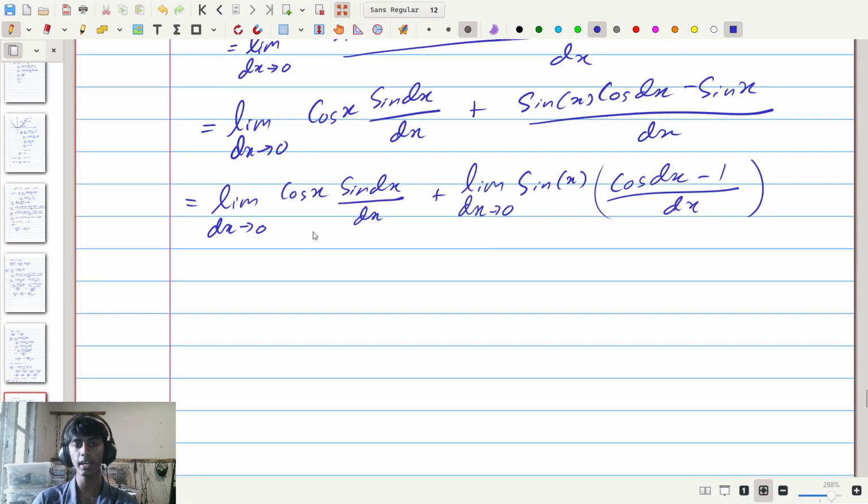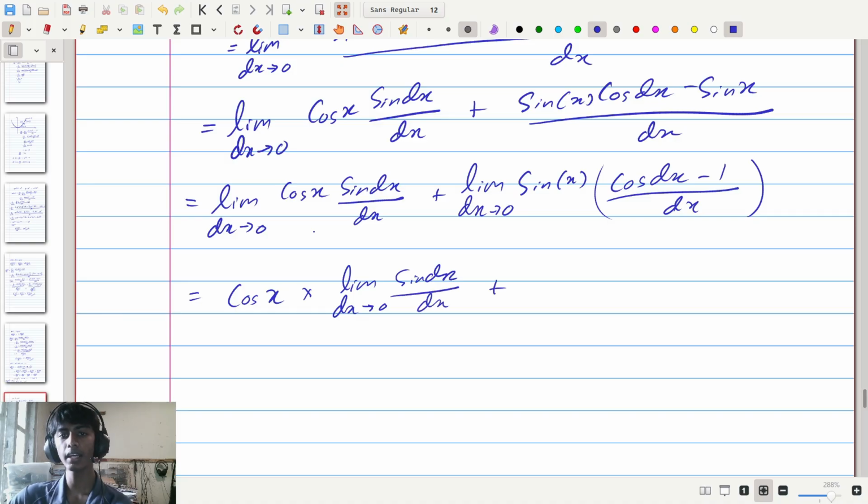Now then, we can take some of these constants out. Over here, relative to dx, cosine of x is constant, because no matter what dx is, cosine of x is going to be cosine of x. So we can take that out and say this is cosine of x multiplied by the limit as dx approaches 0 of sine dx by dx. And this is going to be plus. Again here, sine of x is a constant relative to dx, because no matter what dx is, sine x is going to be sine x.